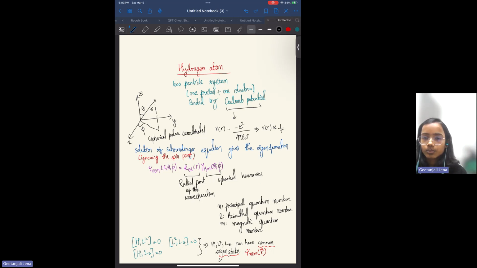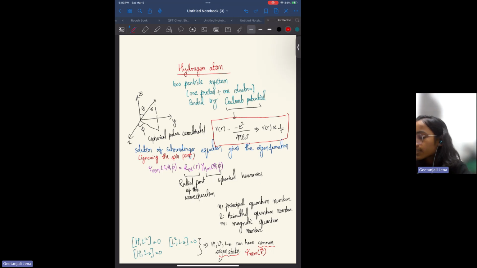Before starting the problems, let me explain some basic details of the hydrogen atom. We know that the hydrogen atom is a two-particle system. It consists of one proton and one electron that are bound by the Coulomb potential. The Coulomb potential is given by this equation, minus e squared by 4 pi epsilon r. Here you can see the Coulomb potential is inversely proportional to the radial part.